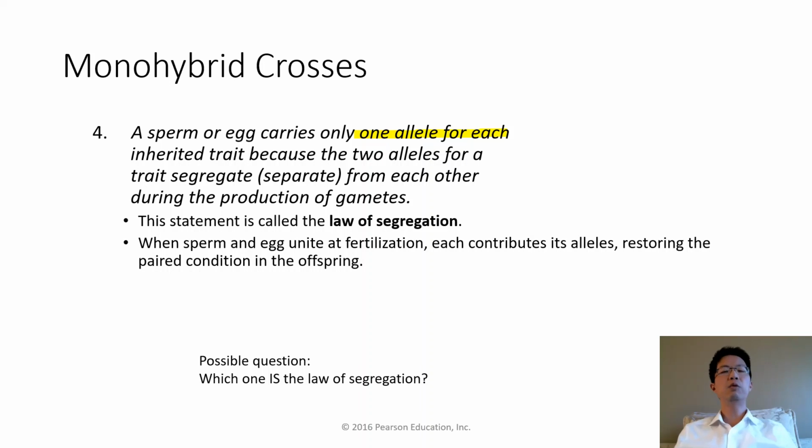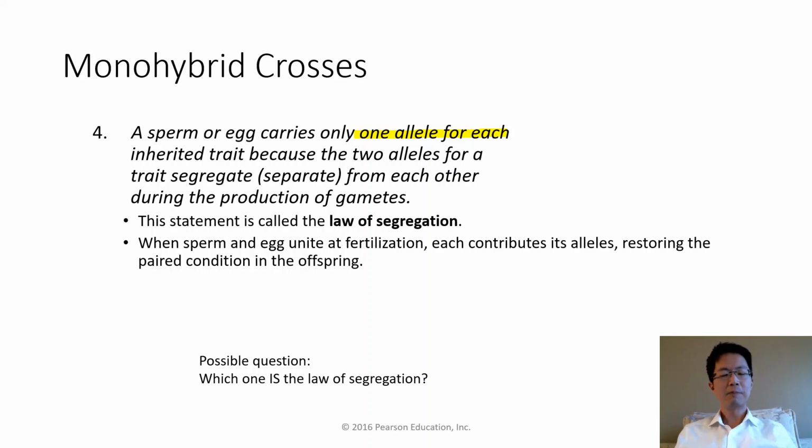So remember that we talk about homologous chromosome. One chromosome is from your father, one chromosome is from your mother, right? So each chromosome carries one allele. So your father's chromosome carries one allele, and your mother's chromosome carries another allele. So when you form the sperm or eggs, then the two alleles separate.